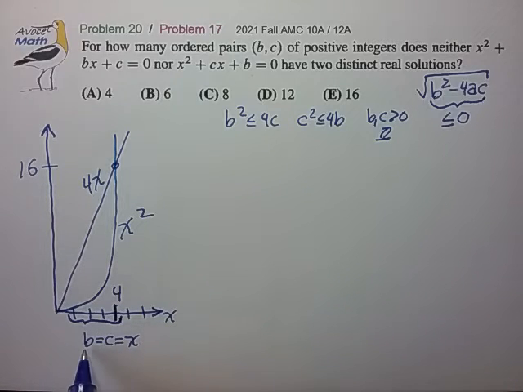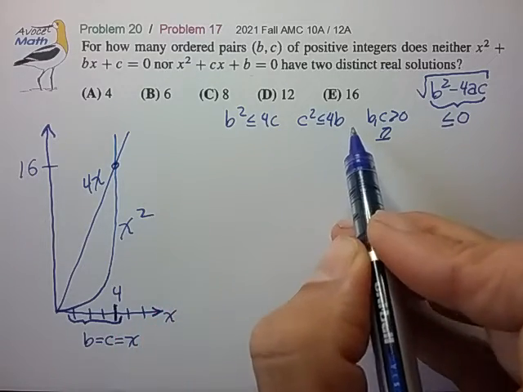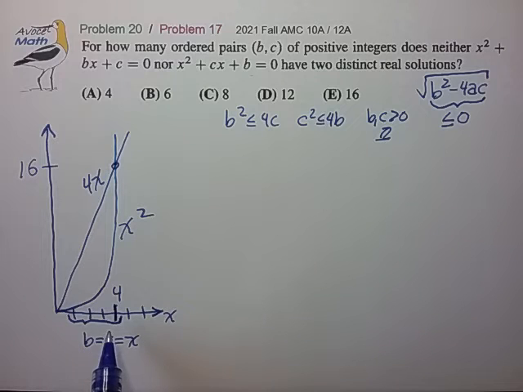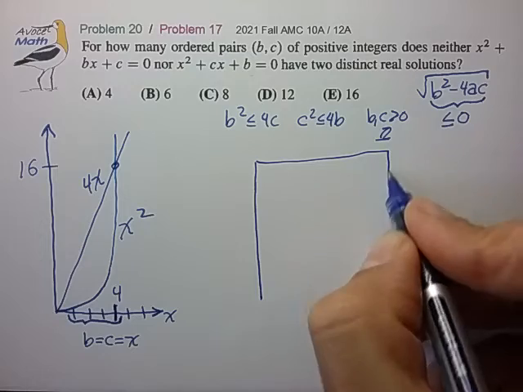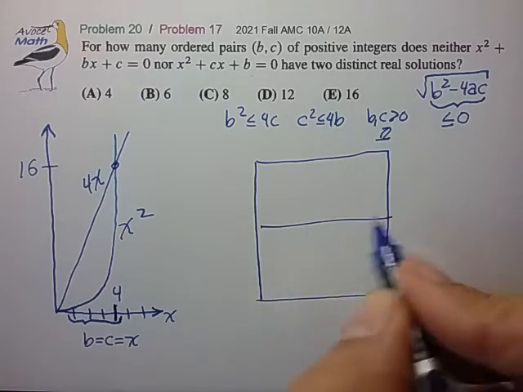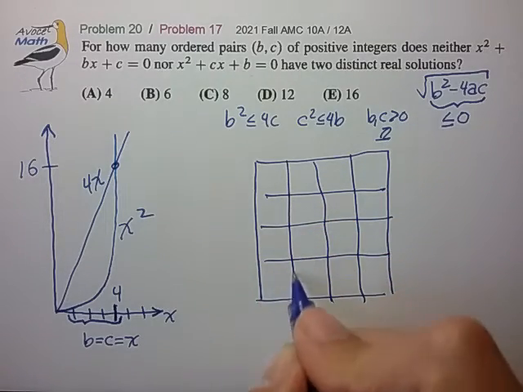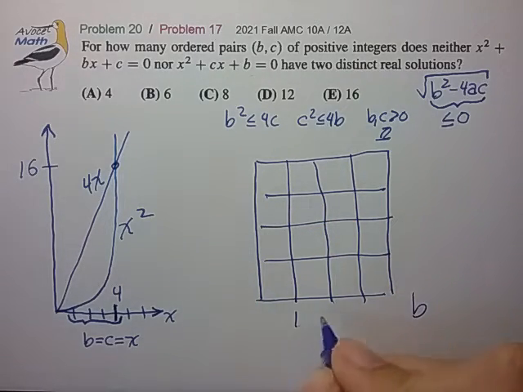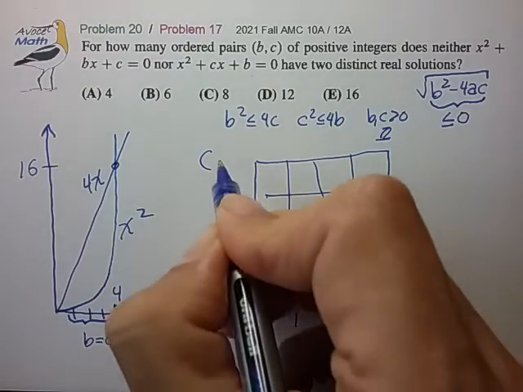And I notice that if either b or c exceeds 4, then we're going to trip one of these inequalities. That's kind of unavoidable. So it seems as though we just need to search the space of b and c in the range of 1 through 4 to look for possible solutions. So let's draw a grid to search. We have b: 1, 2, 3, 4. We have c: 1, 2, 3, 4.